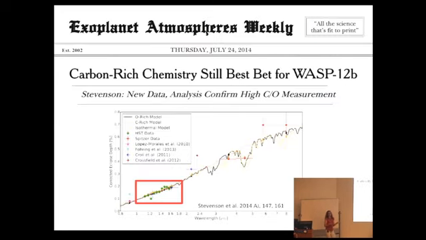And somewhat amazingly, this result has really stood the test of time. This is the most recent analysis of the planet's emission spectrum from Kevin Stevenson, and it incorporates additional data, better modeling techniques, more sophisticated treatment of the atmospheric chemistry. And I'll highlight here, this is a spectrum from the Wide Field Camera 3 on HST. It covers the wavelength range from about 1.1 to 1.7 microns.